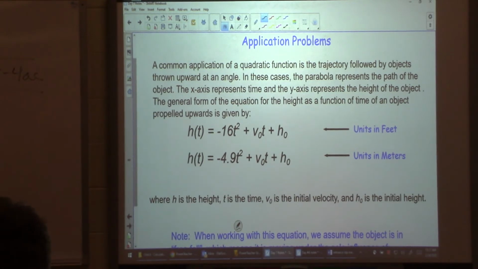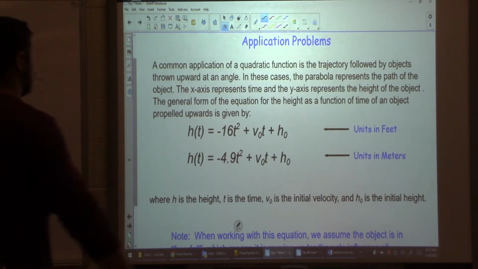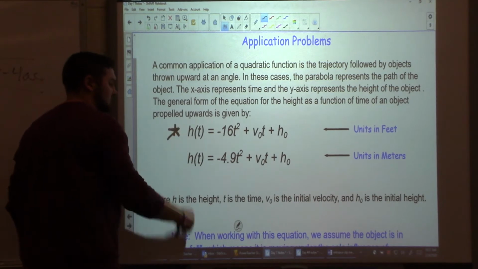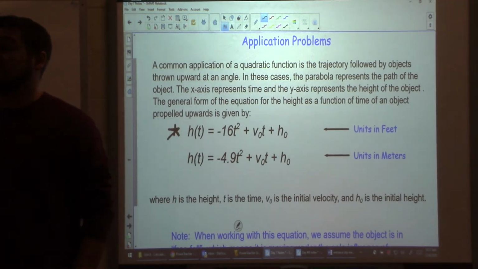There's two formulas we use for application problems, quadratics. They're up there. One of them's in feet, one of them's in meters. We're gonna use the feet one 99% of the time. They will be given to you. Anytime you do an application problem, it'll be either given to you like this, and you have to fill the information in, or it'll be given to you with the information already filled in.